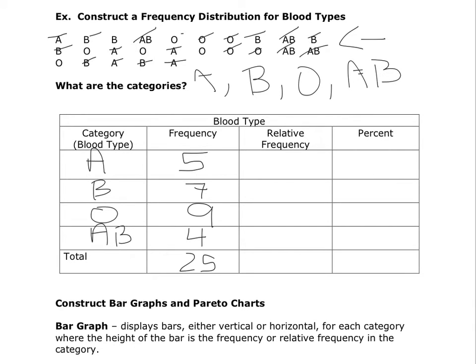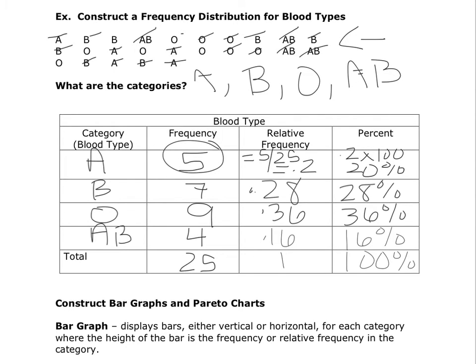So my relative frequency, I take my frequency and I divide it by my total. So for A, my frequency is 5, my total is 25. So I take 5 divided by 25 using my calculator, I get 0.2. To get my percent, I then take 0.2 and I multiply by 100 and I get 20%. So I want you to pause your video and fill in the rest of the table.